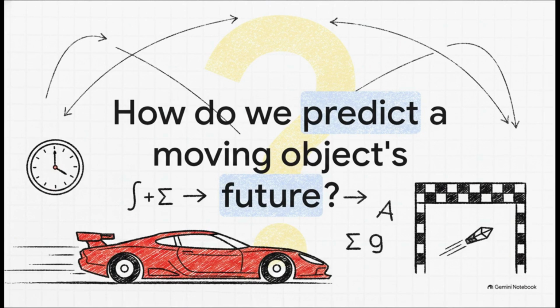So here's the big question we're looking at today. How do we mathematically predict the future of a moving object? If we want to know exactly where a car will be in 10 seconds, or how fast it's going to be going when it crosses a finish line, we need a rock-solid system to predict reality. We aren't just guessing here, right? We're using concrete mathematical frameworks to map out what will happen in the physical world literally before it even occurs.